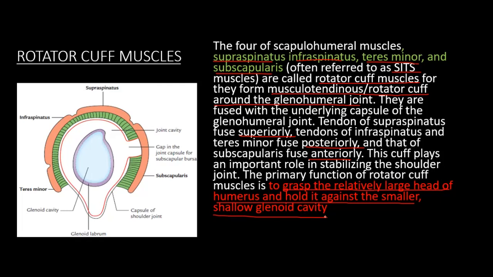Remember, when we discussed joints, we said that the stability of a joint is inversely proportional to the movements around that joint. The shoulder joint can perform a very wide range of movement, so the range of motion of that joint is very high, hence the stability is very low. And you can see the head of humerus is not congruent to the glenoid cavity. So these muscles usually hold the large head of humerus against the shallow glenoid cavity.